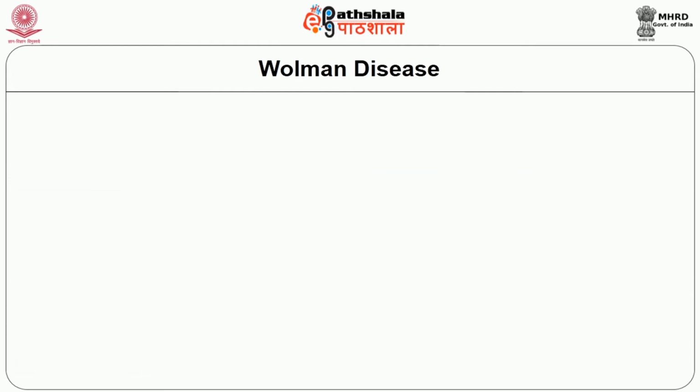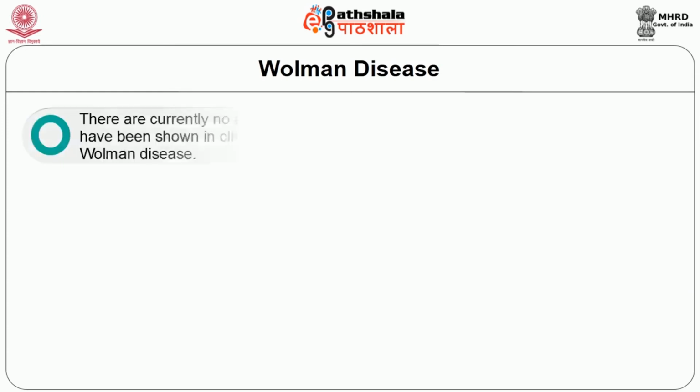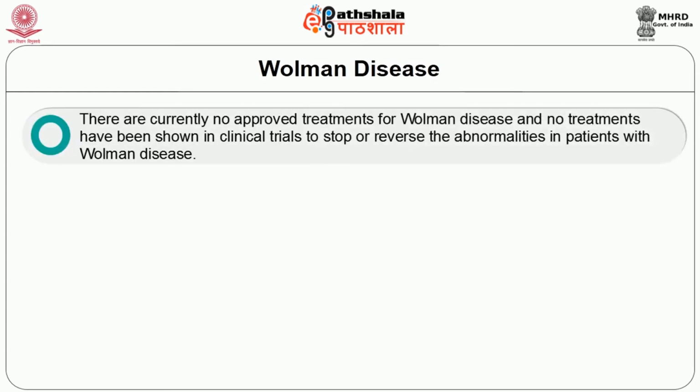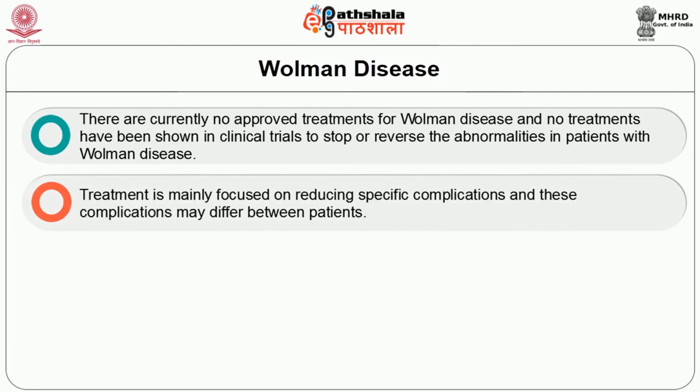What is the prognosis of Wolman disease? There are currently no approved treatments for Wolman disease, and no treatments have been shown in clinical trials to stop or reverse these abnormalities in patients with Wolman disease. Treatment is mainly focused on reducing specific complications, and these complications may differ between patients.